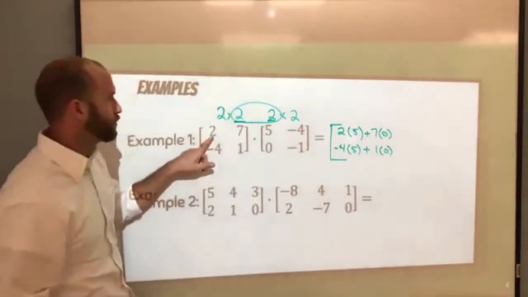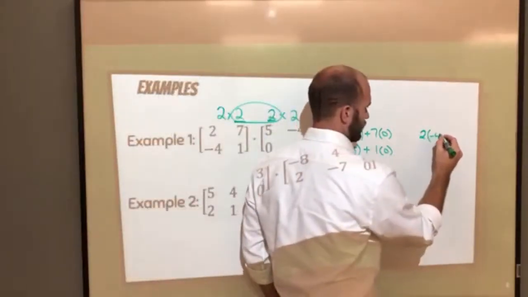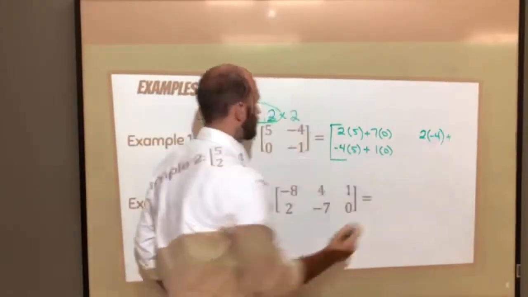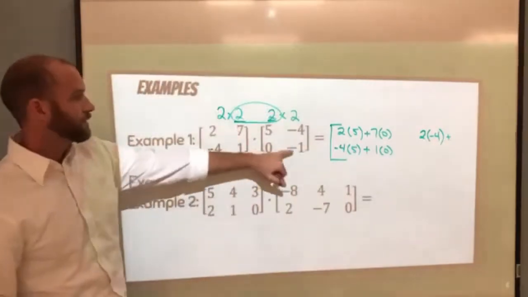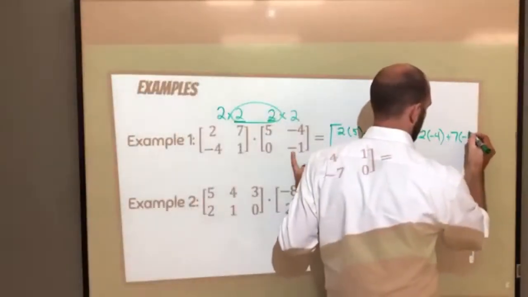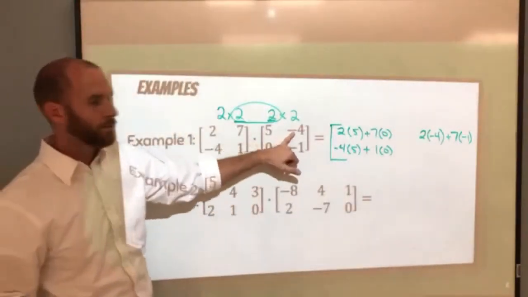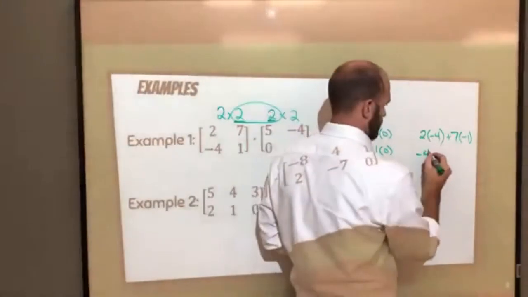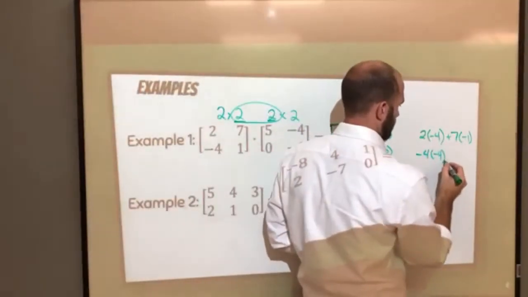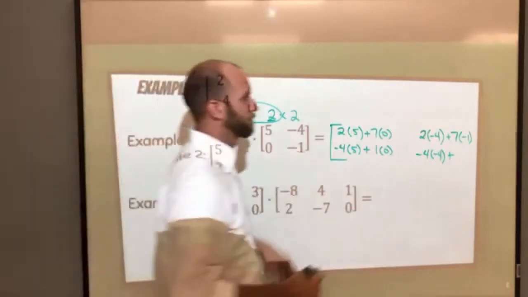So we're going to do 2 times negative 4 plus 7 times negative 1. Then we're going to do negative 4 times negative 4 plus 1 times negative 1.